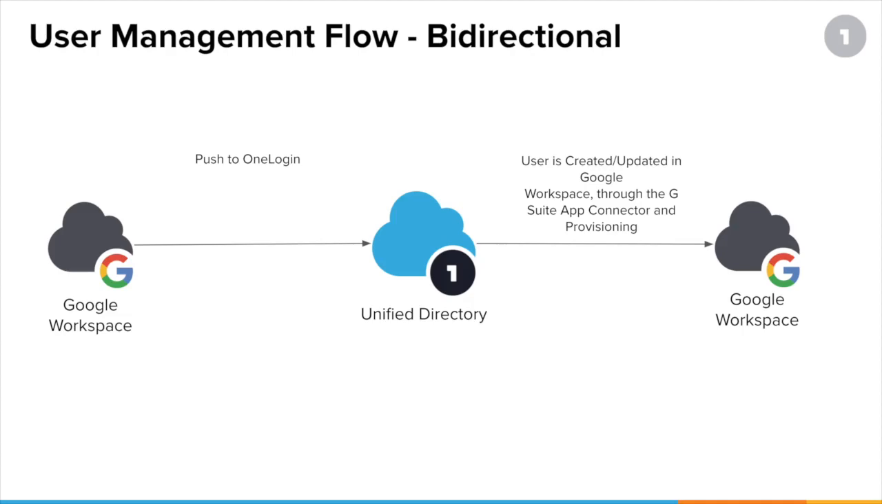The last option is actually bidirectional. So basically users could be created or updated in Google Workspace, or they could be created and updated in OneLogin's directory. So you can set up the directory connector to Google Workspace, thus users created in Google Workspace get created over in OneLogin, and you would have provisioning enabled on that G Suite app connector, so the user information can be pushed over from OneLogin into Google Workspace.